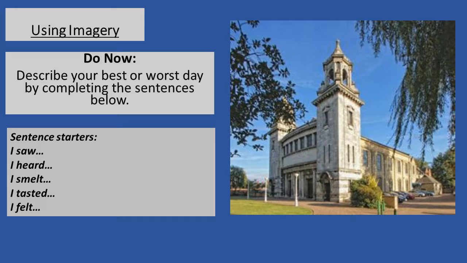The church was absolutely beautiful, so I saw this incredible structure with white bricks and all the people dressed so beautifully. I heard everyone talking happily and the incredible music inside the church. I smelt the fresh air. It was the middle of summer, and the greenery and the flowers. I tasted the incredible food after the wedding in the reception hall, and I felt really happy for him because he was clearly overjoyed to be marrying the woman who is now my aunt.